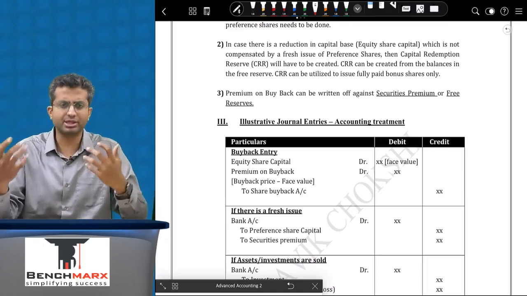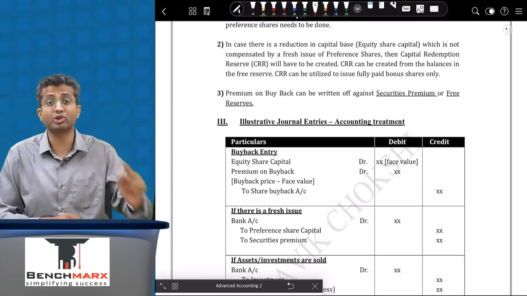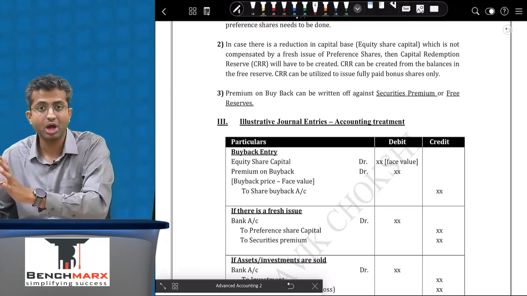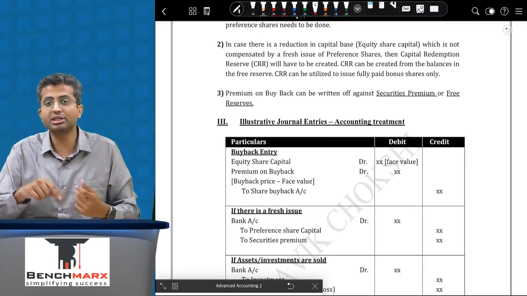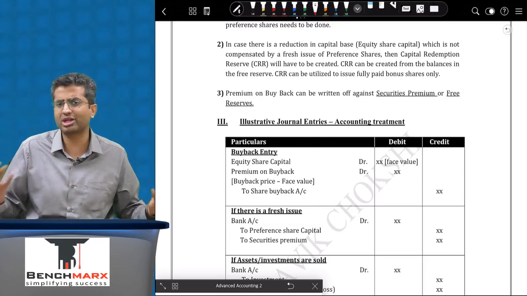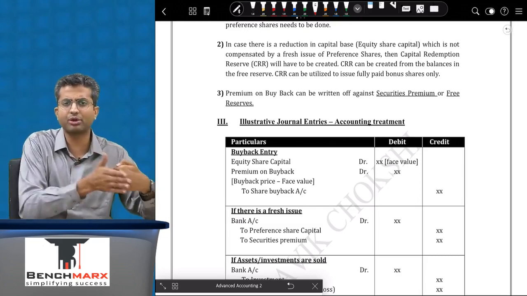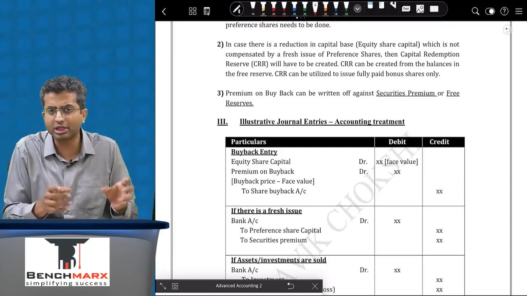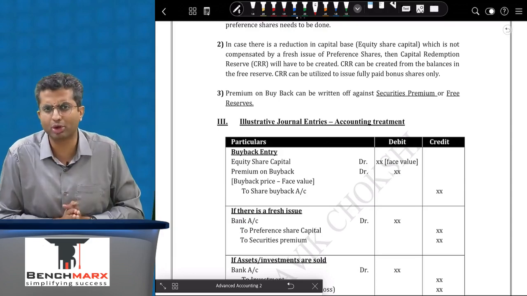So once the buyback is announced and you are going through the buyback process, you will debit the equity share capital by the face value. However, it is not necessary that the shareholders agree to give back their shares at face value. Maybe a share of rupees 10 may be bought back at 30 rupees, and hence there is a premium of 20 on buyback.